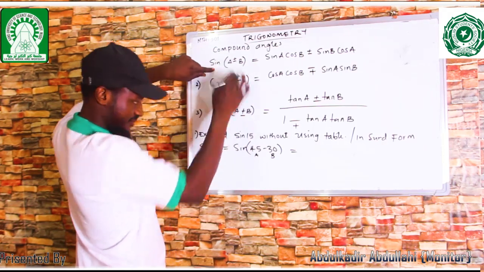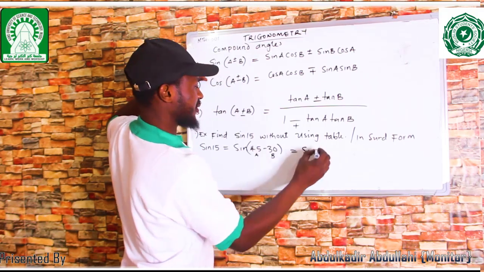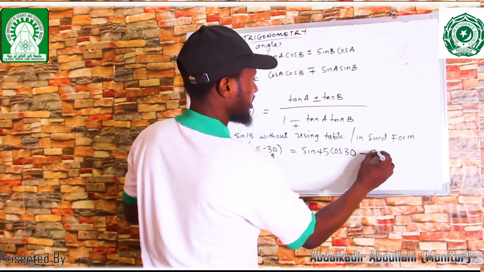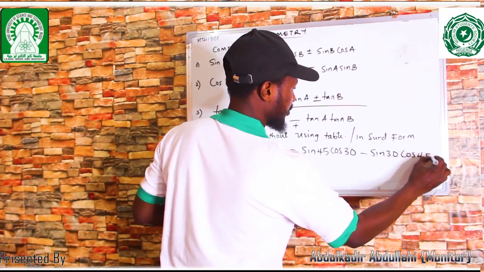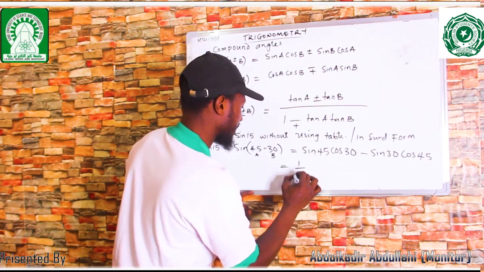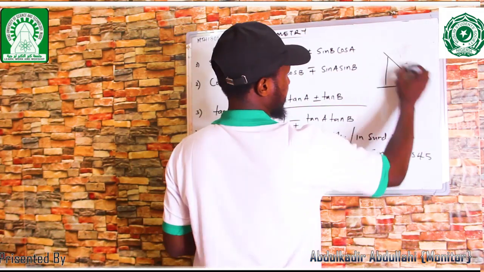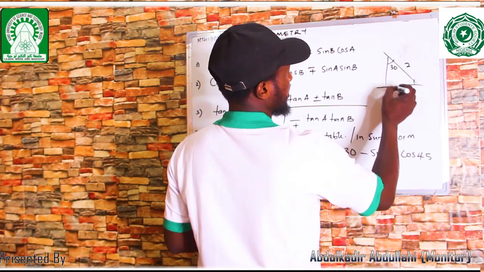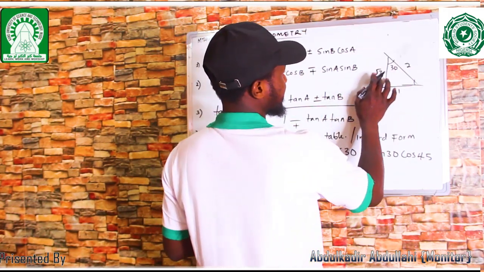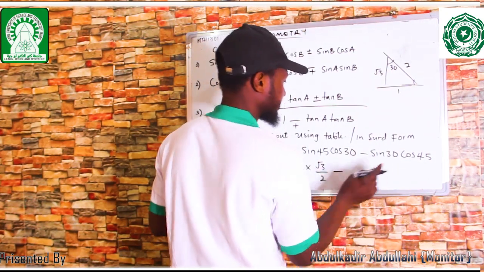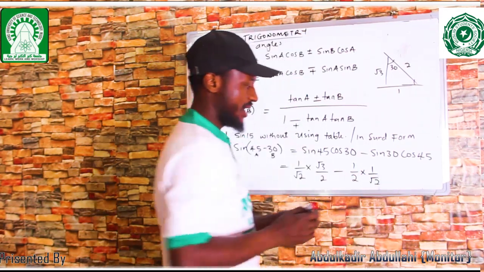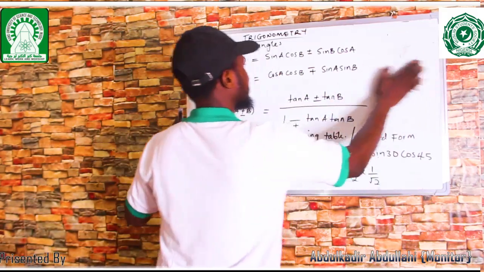Now, sine of A minus B. We have sine A, which is sine 45, cos B, which is cos 30, and if it is minus, it's minus here, minus sine B, sine 30, then cos A, which is cos 45. Now we just put down the special values. Sine 45 is 1 over root 2 times cos 30. I may draw my angle here. If here is 30, here is 2, here is 1, here is root 3. Cos is adjacent over hypotenuse. This is our adjacent, so cos 30 is root 3 over 2. Minus sine 30, which is 1 over 2, times cos 45, which is 1 over root 2, from the special angles. So now we just simplify to see the result.